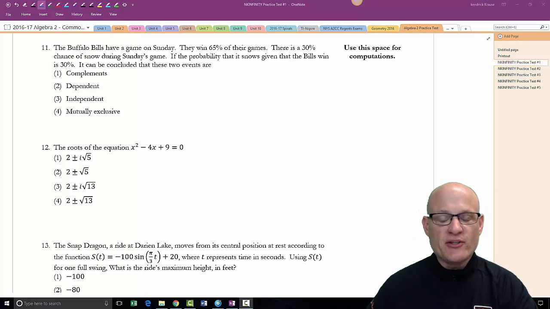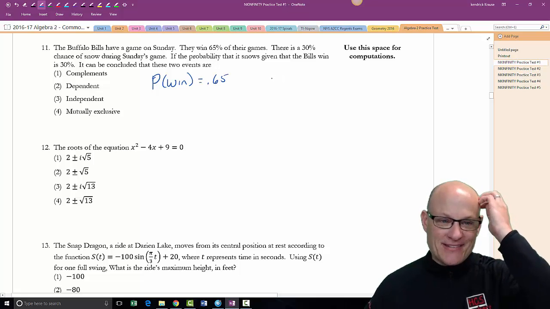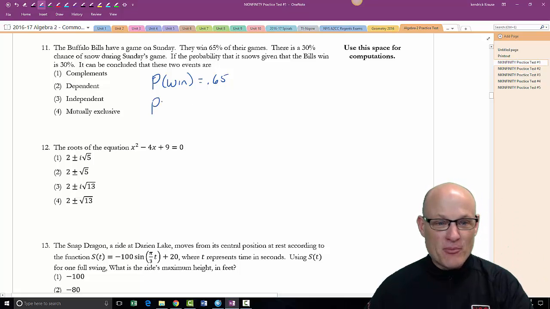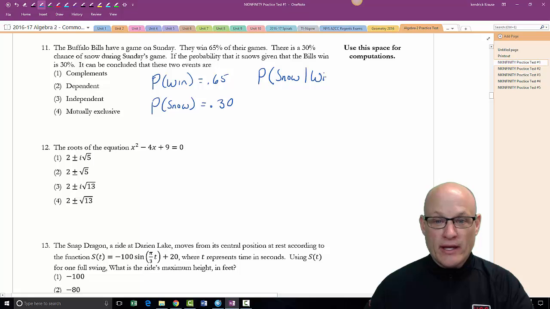Anyway, they win 65% of their games. So the probability of win equals 0.65. There's a 30% chance of snow on Sunday. The probability of snow equals 0.30. The probability of snow given the Bills win is equal to 0.3. Now, there are 3 tests.